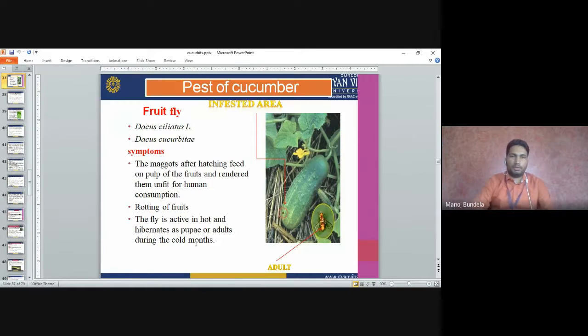Pests of cucumber. The first pest of cucumber is fruit fly, Bactrocera cucurbitae. Symptoms: the maggots after hatching feed on the pulp of the fruits and render them unfit for human consumption. They develop holes on the fruits. Rotting of the fruits starts, and the fly is active in hot weather and hibernates as pupae and adult during the cold months.